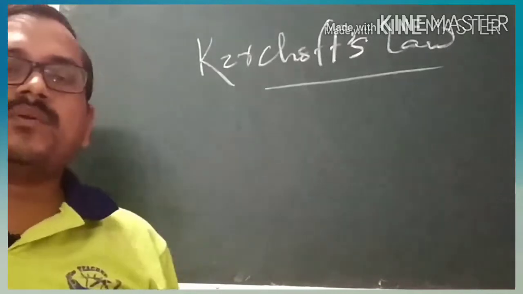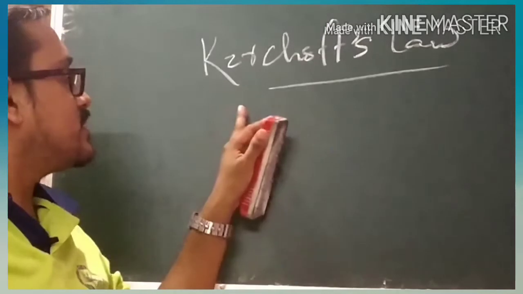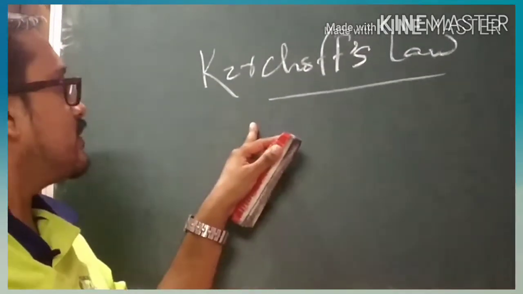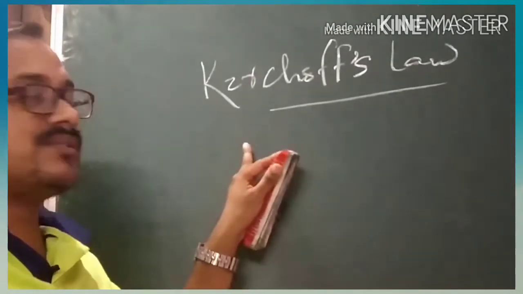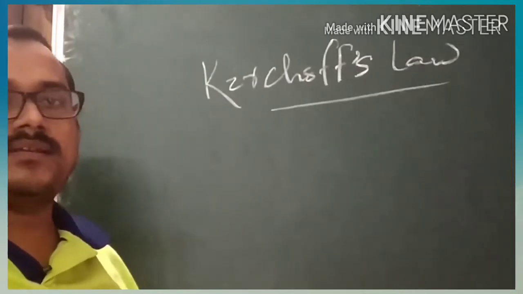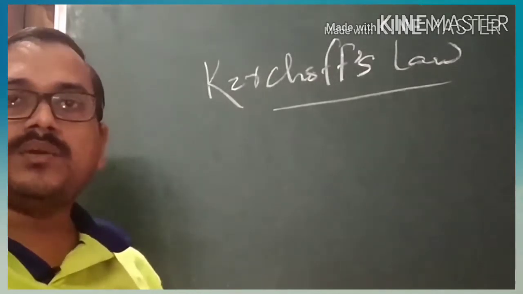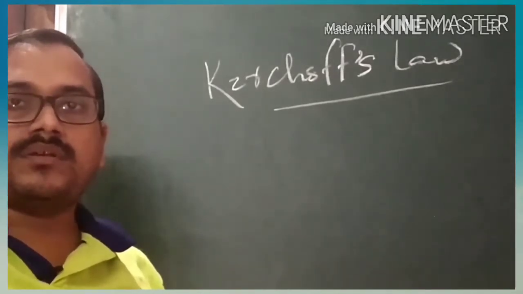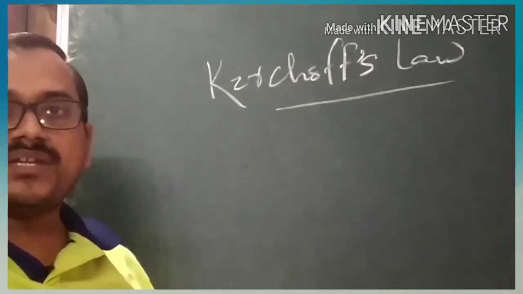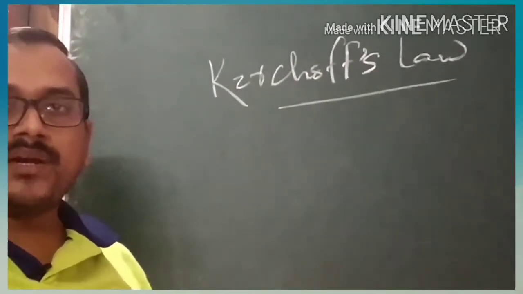Today we are going to discuss a very important topic of class 12 physics, which is Kirchhoff's law. The German scientist Kirchhoff in 1942 extended Ohm's law for complicated circuits, and he also suggested the method to calculate current for a complicated network.